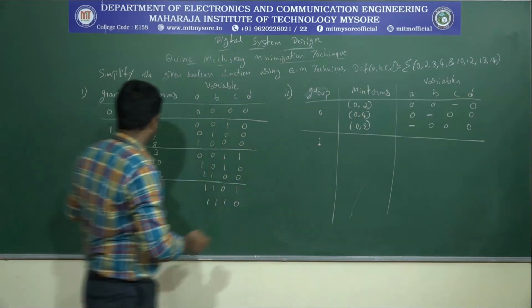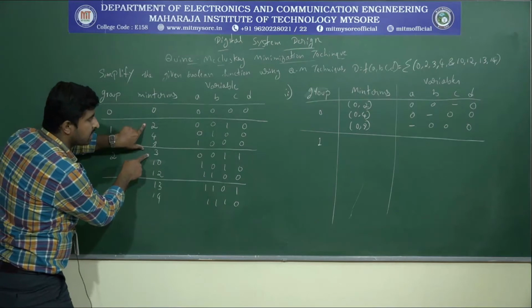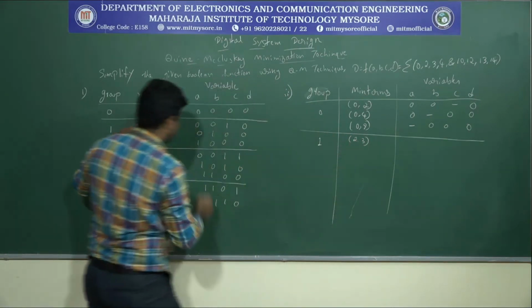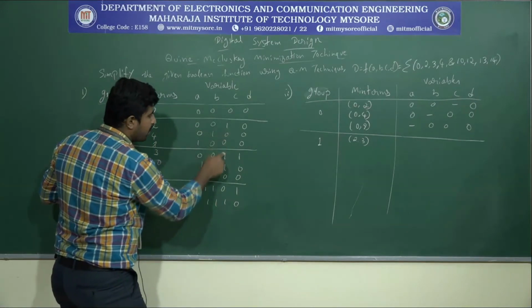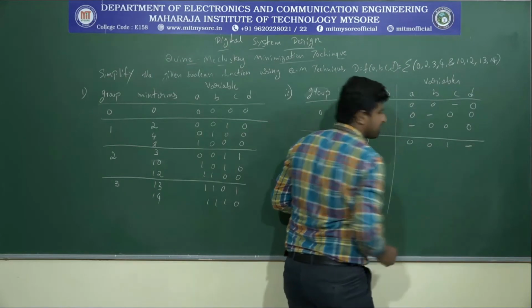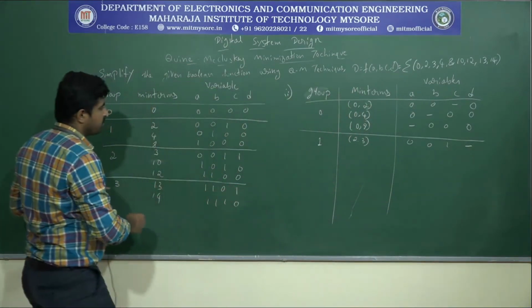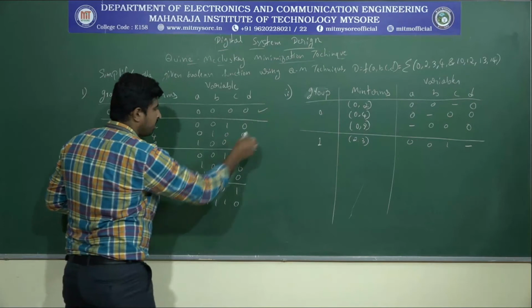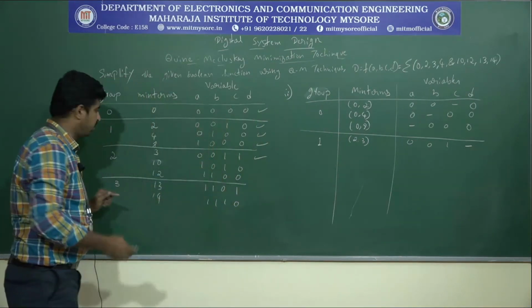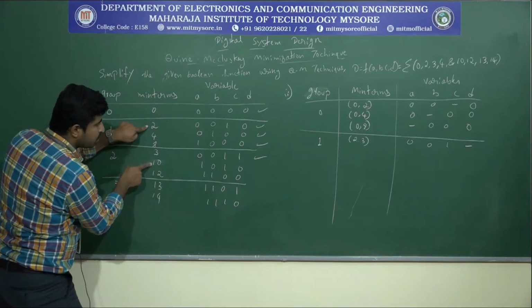Next group 1. 2 will compare with the 3. Yes, we can compare. So 2, 3 and the variables 0, 0, 1, dash. Okay. So we need to mark that one. This is covered, this is covered, this is also covered, and this also covered. Okay. Next 2, 10.